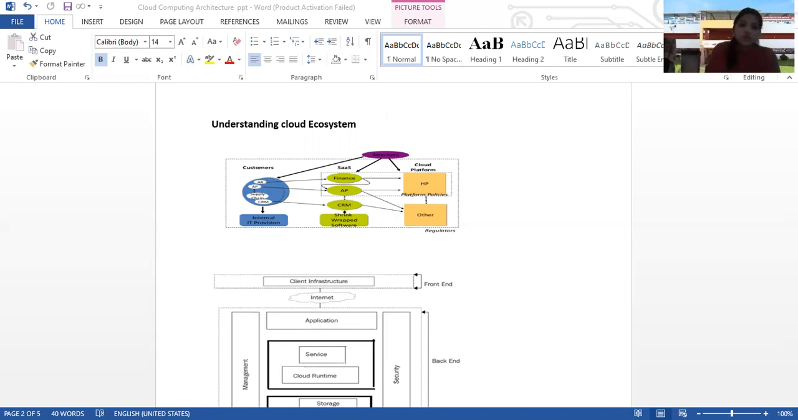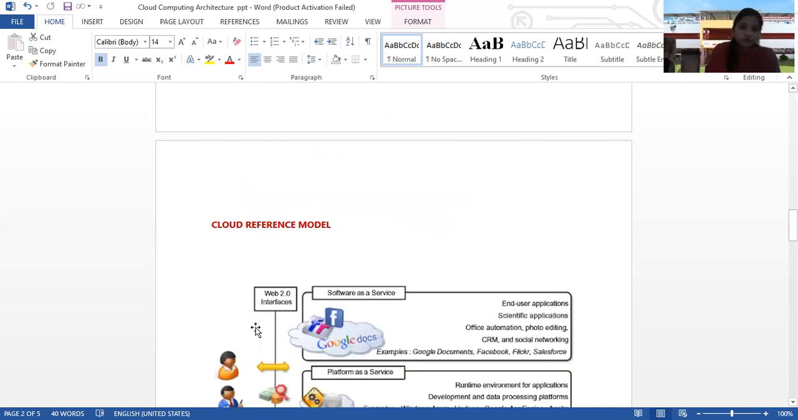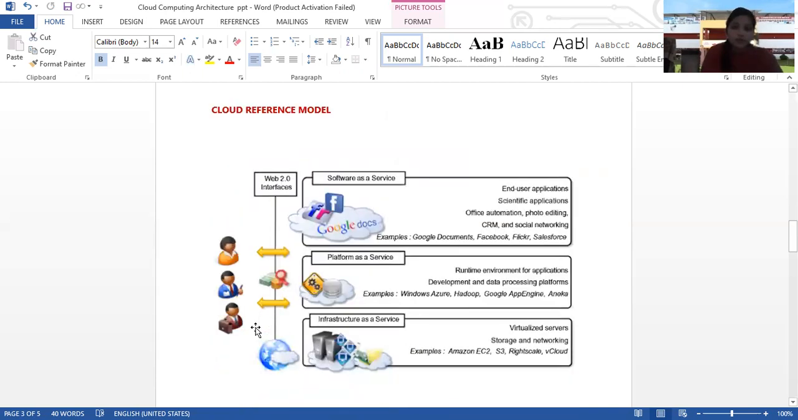So next is the cloud reference model. The cloud reference model is a framework used by consumers and vendors to define best practices for cloud computing. The reference model defines five main actors: the cloud consumer, cloud provider, cloud auditor, cloud broker, and cloud carrier.